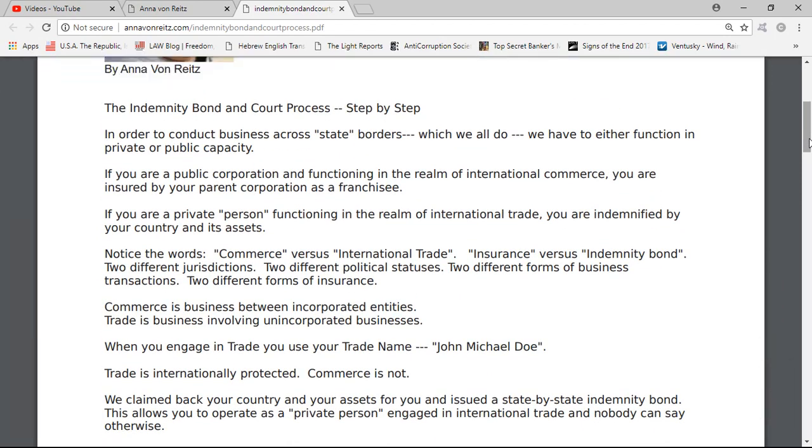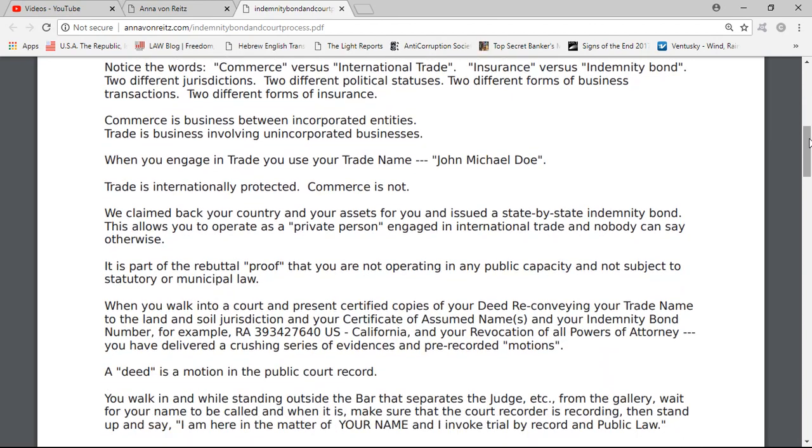In order to conduct business across state borders, which we all do, we have to function in either a private or public capacity. If you're a public corporation functioning in the realm of international commerce, you are insured by your parent corporation as a franchisee. If you're a private person functioning in the realm of international trade, you are indemnified by your country and its assets. Notice the words commerce versus international trade, insurance versus indemnity bond. Two different jurisdictions, two different political statuses, two different forms of business transactions, two different forms of insurance.